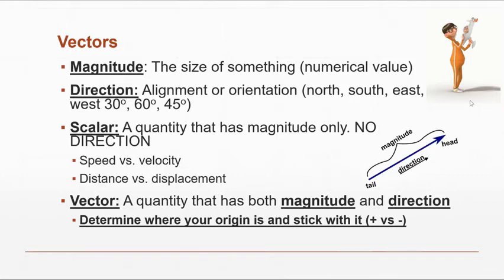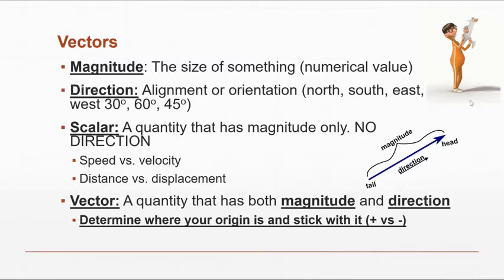So vectors, again, have magnitude. Magnitude is the size of something, and direction is your alignment or your orientation. Are you moving north? Are you moving south, east, west, left, right, up, down? 30 degrees, 60 degrees, 45 degrees, what direction are you moving? So in AP Physics, you are expected to specify what the direction is with your final value. Now, a scalar is a quantity that has magnitude only and no direction. So speed would be scalar versus velocity is going to be vector.